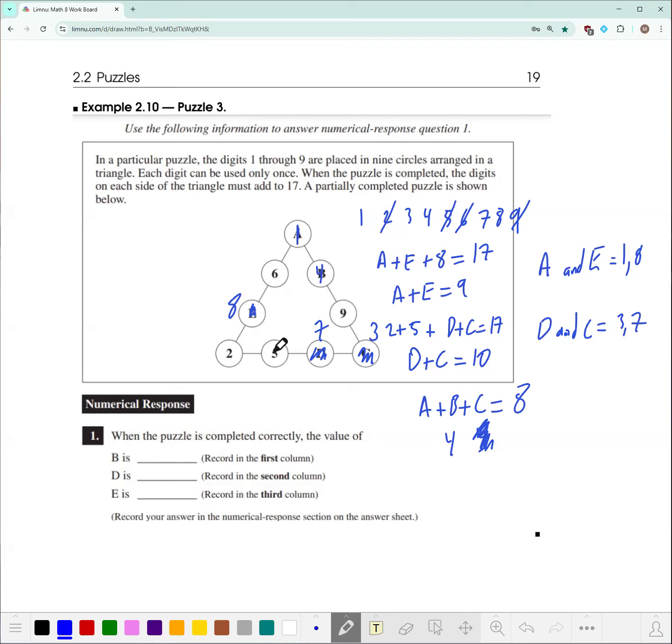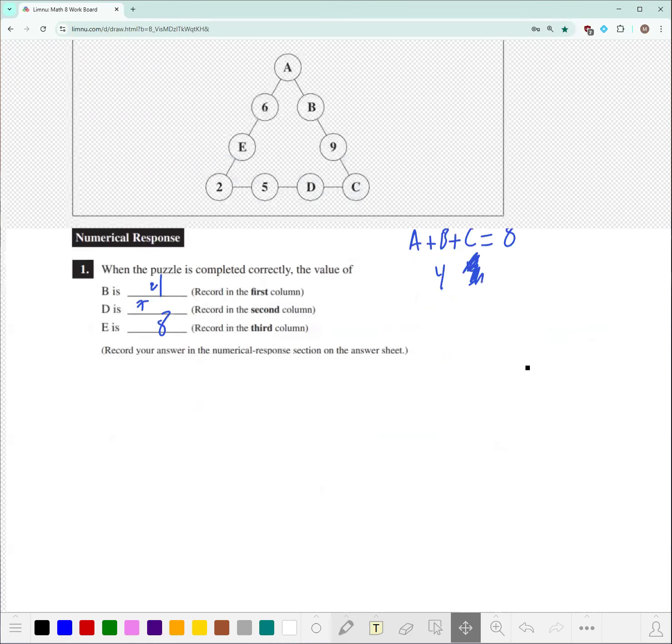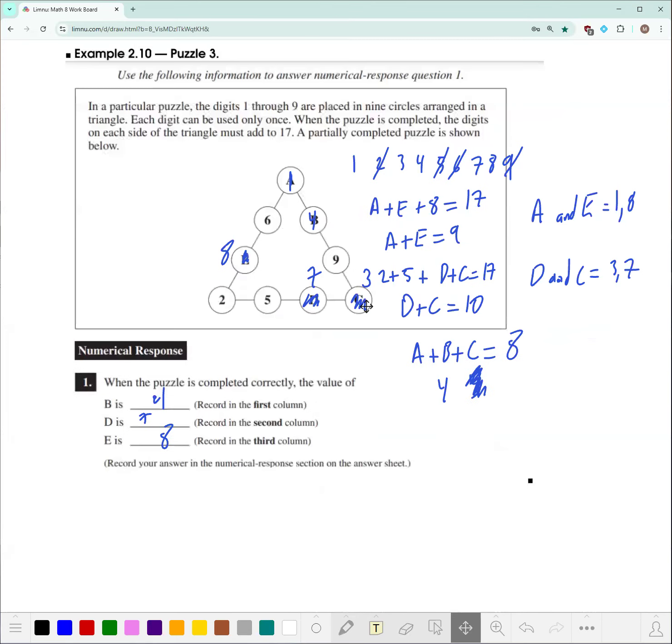No repeats. We're golden. Okay, so B is 4, D is 7, and E is 8. So that's my answer. Woohoo! Look, we're done. We're done. I don't know how long I've been talking for, but it feels like roughly one eternity.